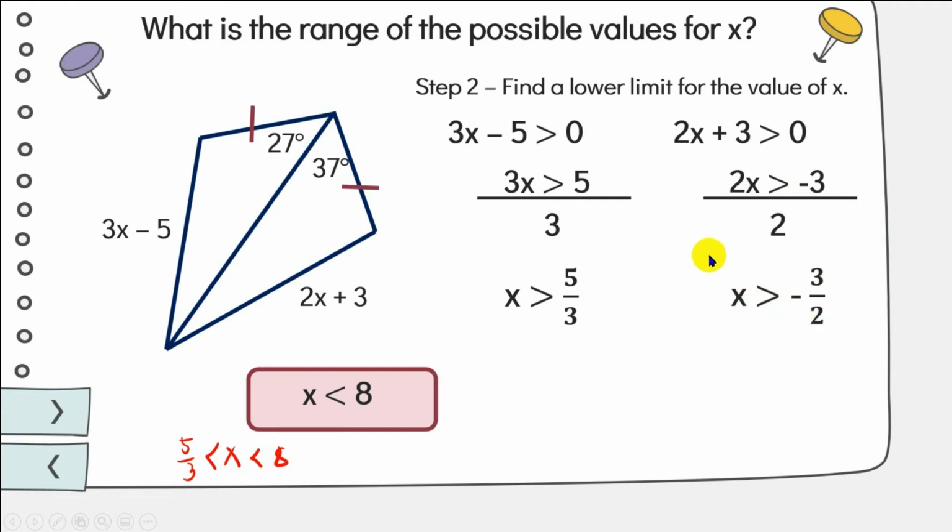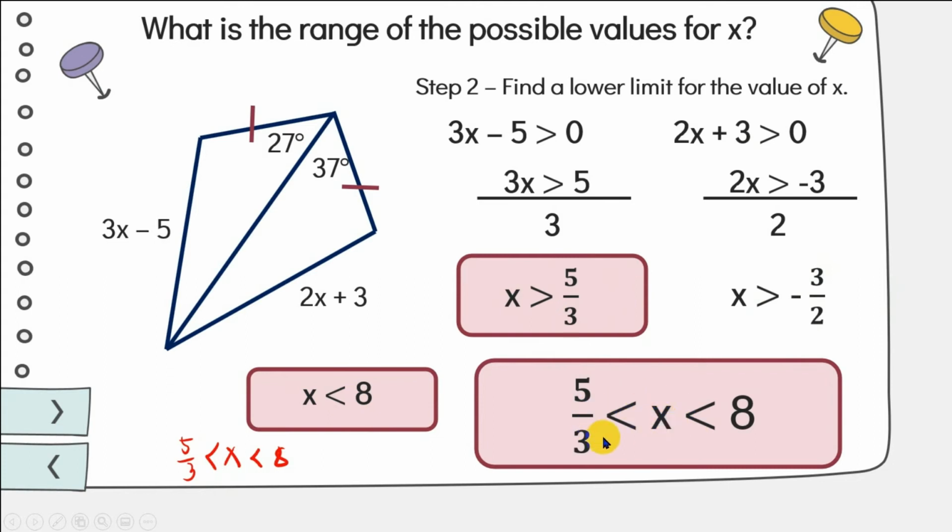Wala sana tayong problema kung ito lang 2x plus 3 yung ating binomial na may variable x. Kaya lang, meron pa kasi tayong dapat i-consider na meron tayong 3x minus 5. And yung negative 3 over 2, pag ginamit natin yan dito sa 3x minus 5, magkakaroon tayo ng negative value. So, that means, ang kailangan na natin kunin is itong may positive value. Since ito naman pong 2x plus 3 ay mag-a-agree or masasatisfy pa rin itong 5 over 3 na ito. Okay? So, itong negative 3 over 2 ay hindi na natin isasama, kundi ito yung ating kukunin. X is greater than 5 over 3. Ito siya, but less than 8 po.